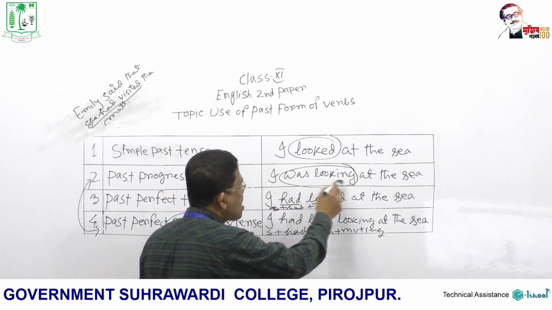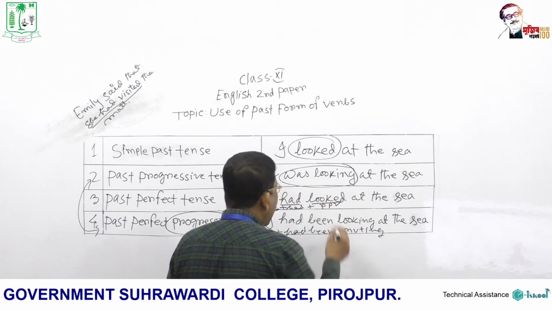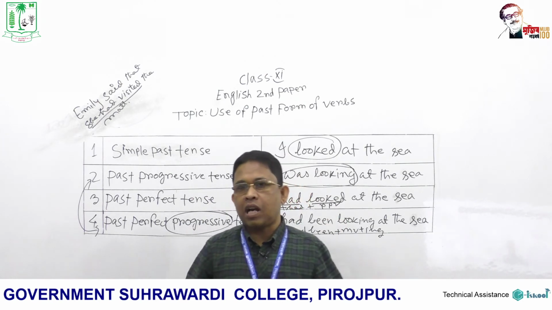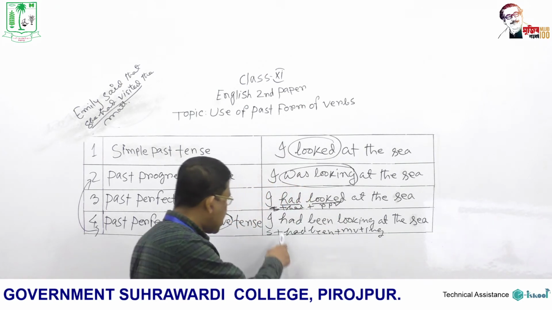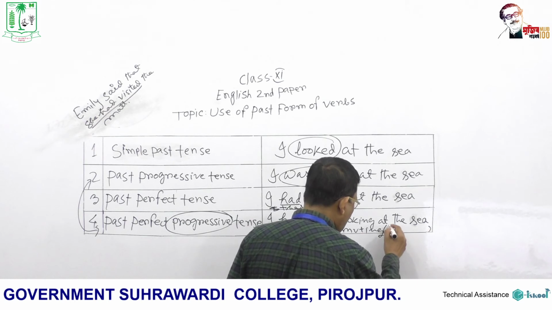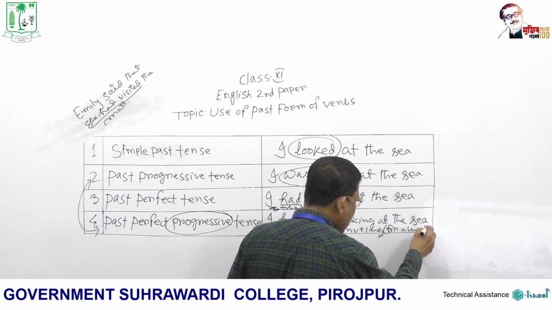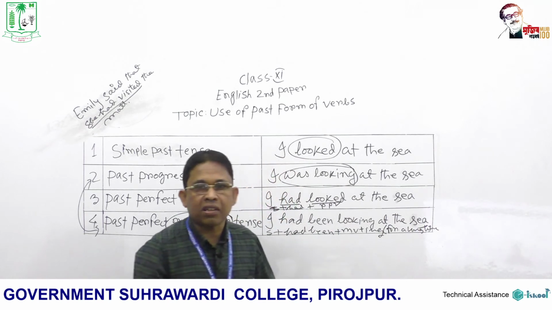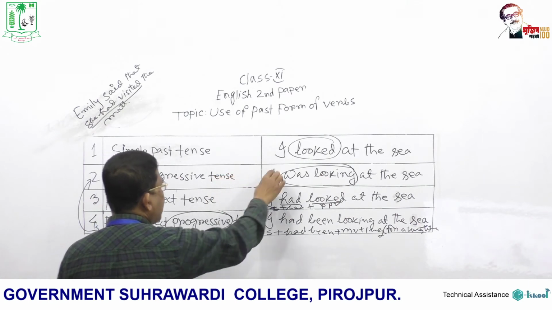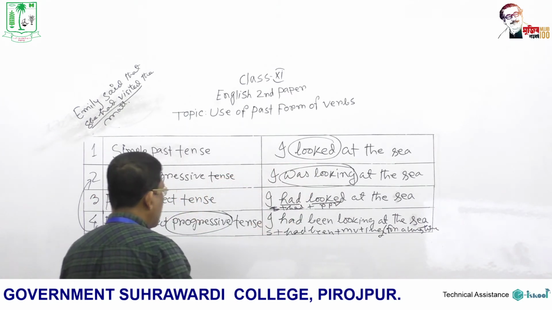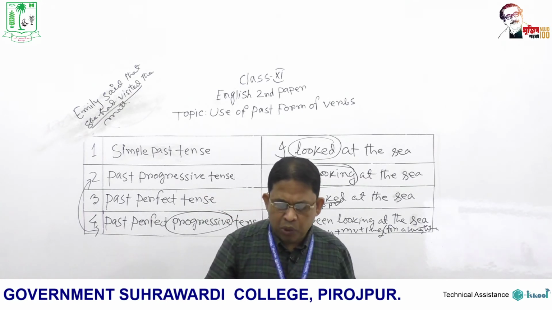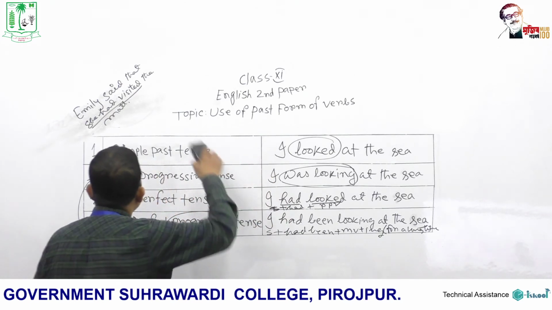That is, I was looking at the sea. Here, I got a shorter time. That is, I was looking at the sea not for a long time, but for a shorter period of time. But here, I had been looking at the sea for a long time. You should use for a long time. That is, the time duration is longer here than in the past progressive tense. Here the time is shorter, and in past perfect progressive tense the time is longer. So, the difference is in duration. For example, they had been driving for 24 hours.